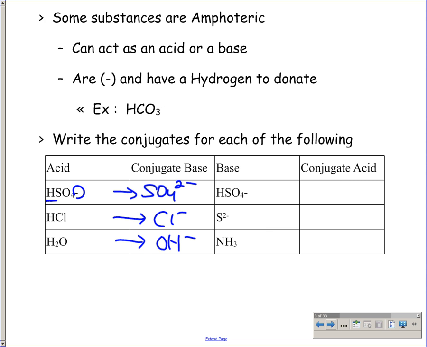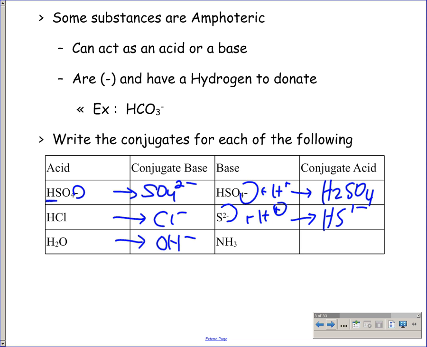Now let's talk about these in the basic term. Base is the one that's going to gain a proton. So HSO4 1 minus, when it gains a proton, becomes H2SO4. Notice that this minus charge gets neutralized by the H plus that's being added to it, which allows it to be neutral in the end. S2 minus, when you add an H plus to that, makes HS1 minus. Only one plus is added to this 2 minus charge, which causes it to go up one charge.